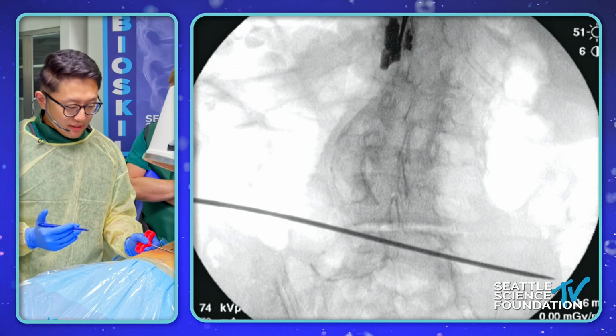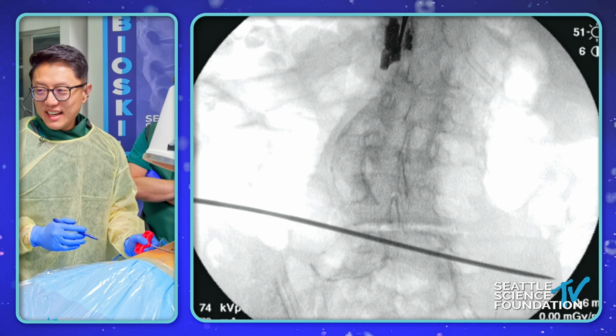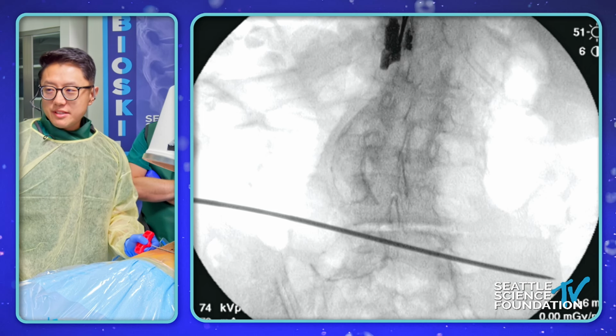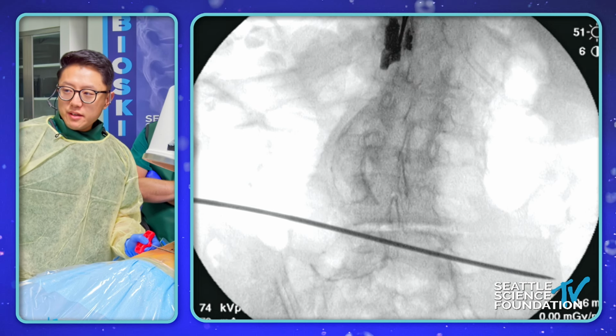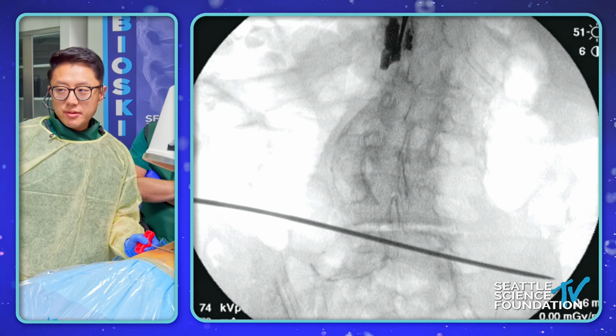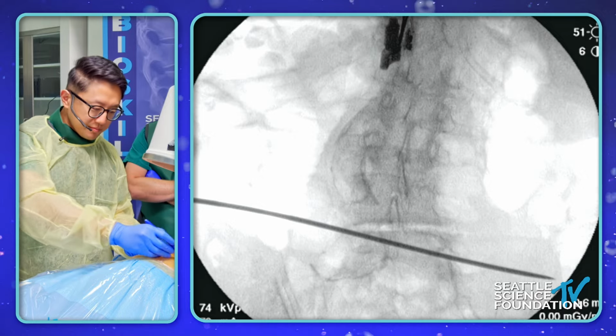So that's not a very scientific answer, but that's my answer. So for example, this would be a very standard trajectory. You see I'm crossing the top of the pedicle on the ipsilateral side, and then on the contralateral side, I'm crossing the bottom of the pedicle. And I think this is a pretty safe trajectory to use to access almost any disc herniation.